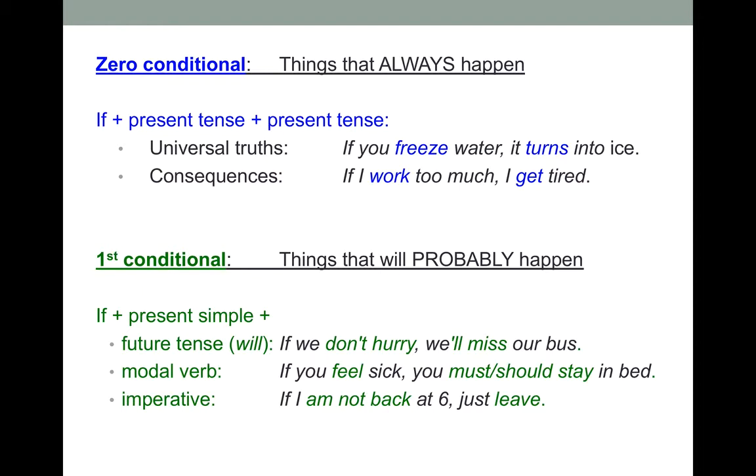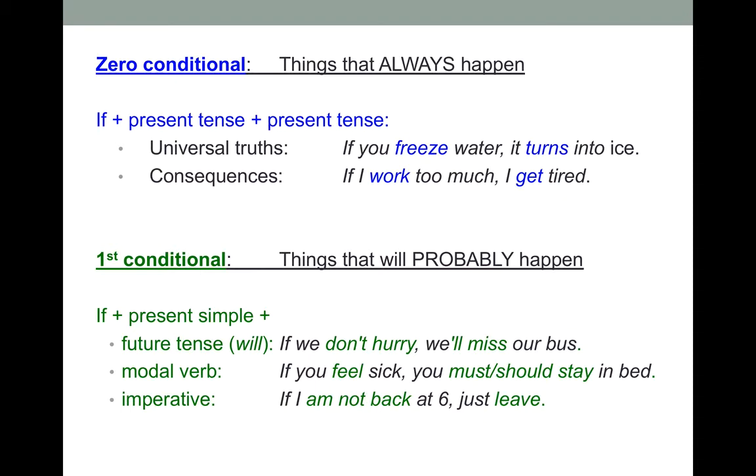Now, apart from using will, we can also use a modal verb, or we can use an imperative, or we can also use going to instead of will. For example, if we don't hurry, we are going to miss our bus. And it's perfectly correct. You can choose whatever order you want. Now, these are things that will probably happen. Maybe there is a 70% chance that this will happen. Zero conditional is 100%. First conditional is maybe 70%.